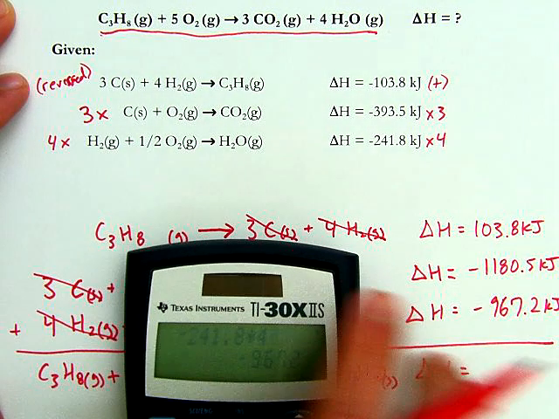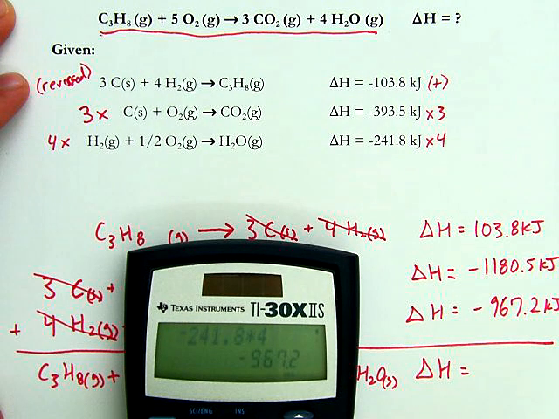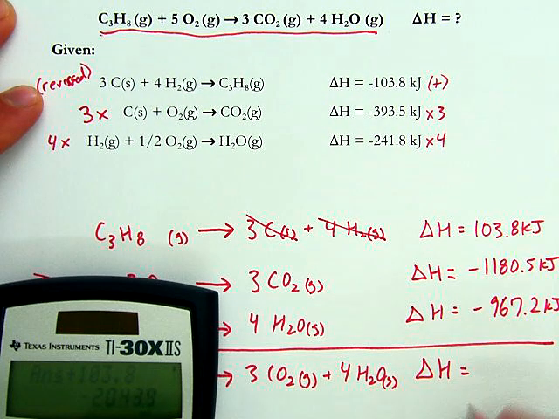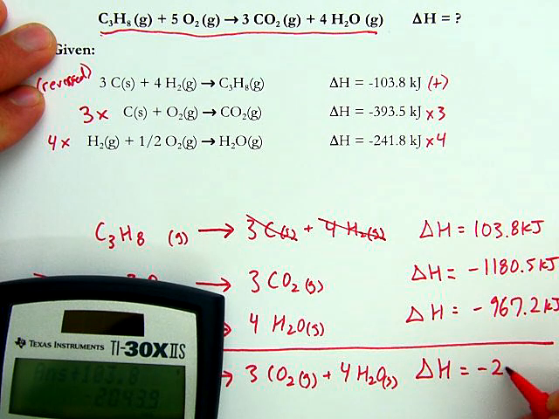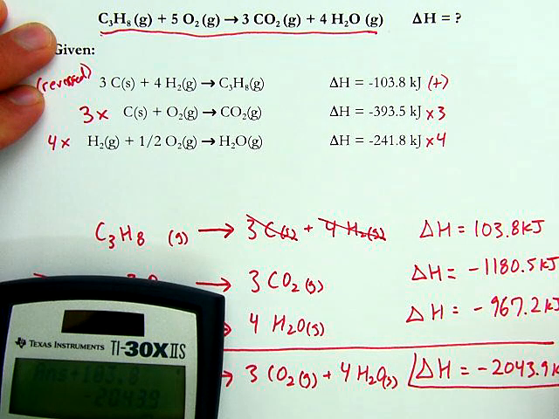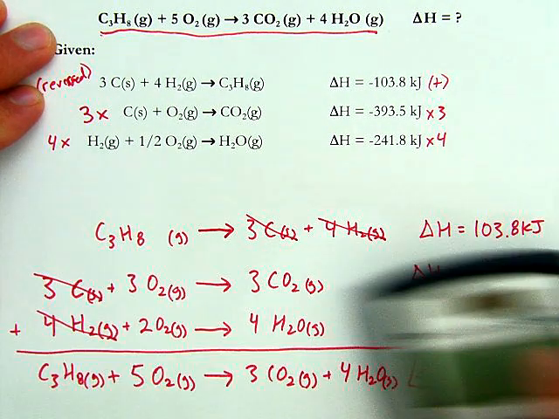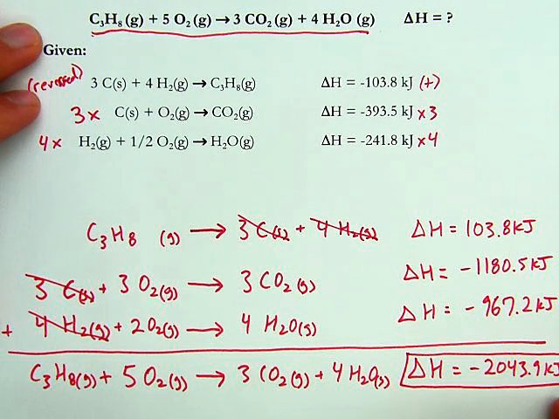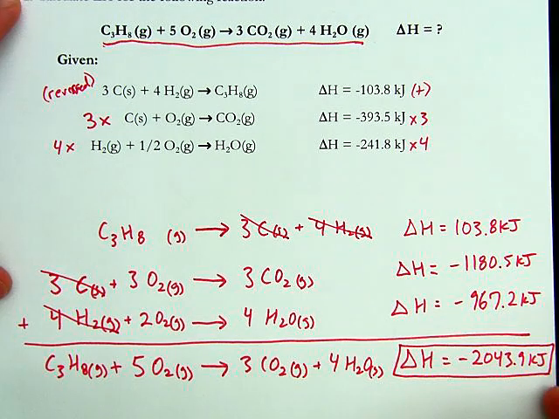So I'm going to add these together. We have this one, which is just still in my calculator, plus minus 1180.5 plus 103.8. And what I get is my final answer, minus 2043.9 kilojoules. And that is our delta H for the reaction of interest.